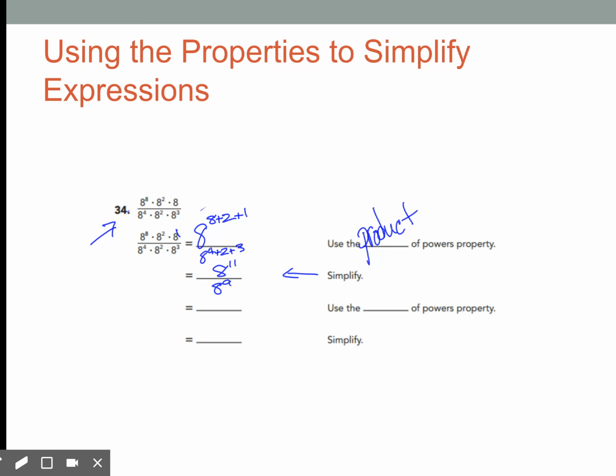Now, because I have the same base in my numerator and denominator and only one term of each, I'm going to apply the quotient of powers property. So what that tells me is I'm going to keep my base of 8 and subtract my exponents of 11 minus 9. And I simplify by doing the subtraction and wind up with 8 squared.